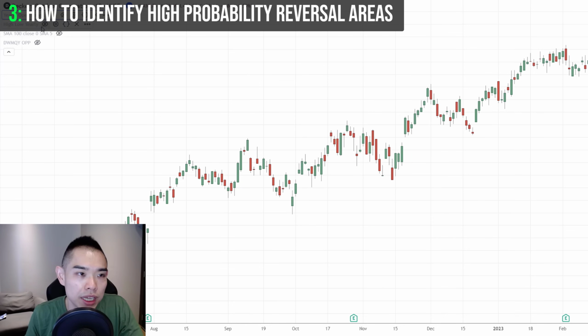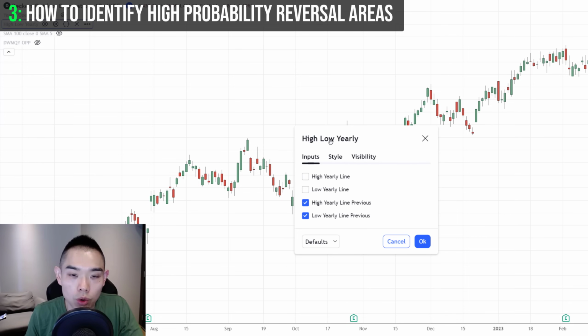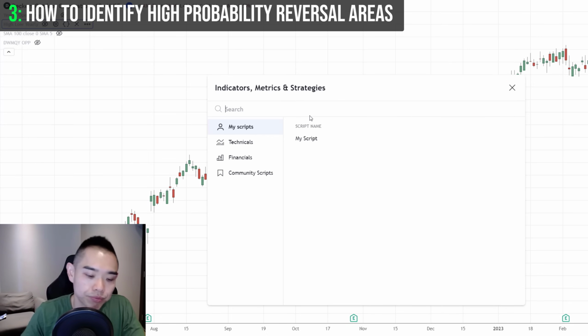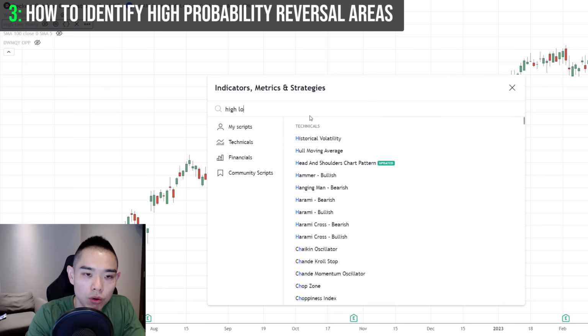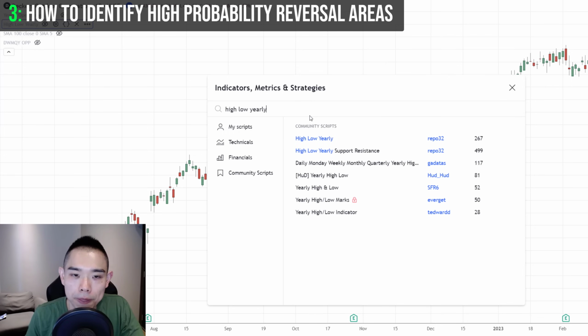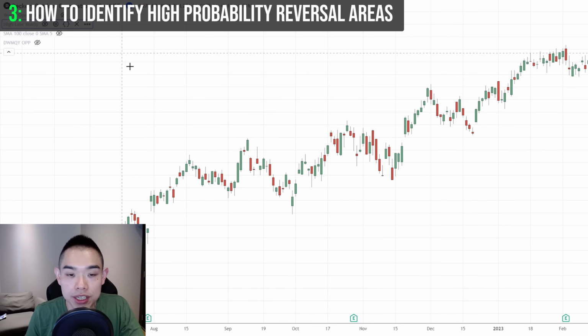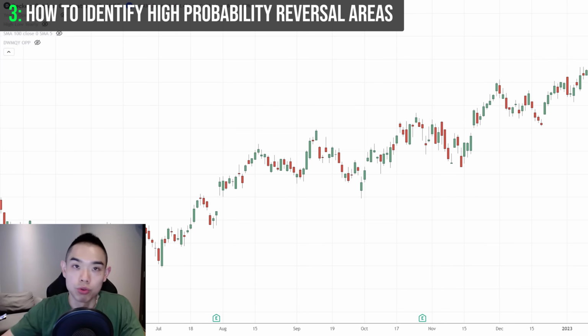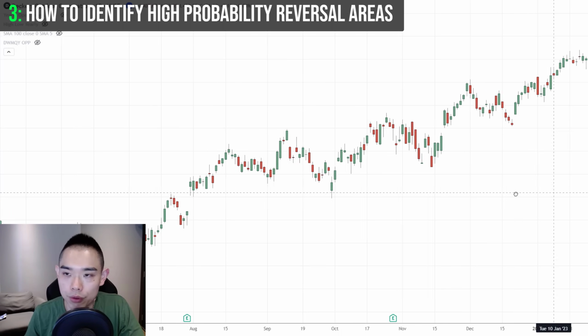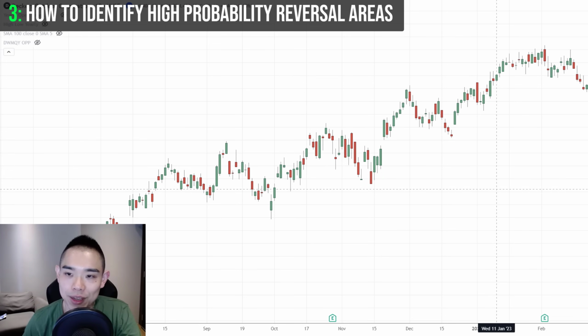The other one would be the previous year high, or the yearly high, low, yearly. So you can go to indicators, search for high, low, yearly. I believe this is the one I'm using, this one over here by Repo32. Okay, so this is the one. Again, I have all these indicators up already, so I just need to release them on the charts as and when I need to.